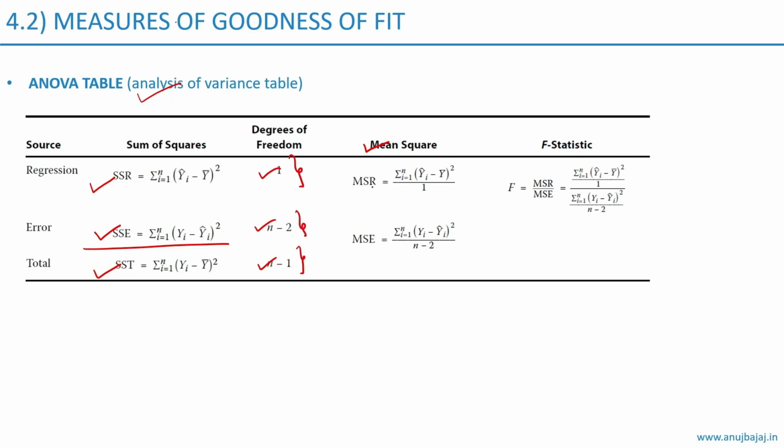So the mean square regression is sum of squares regression divided by 1. The mean squared error is sum of squares error divided by n minus 2. And sum of squares total divided by n minus 1. This is nothing but the variance of the dependent variable. The ANOVA table also specifies the F statistic.